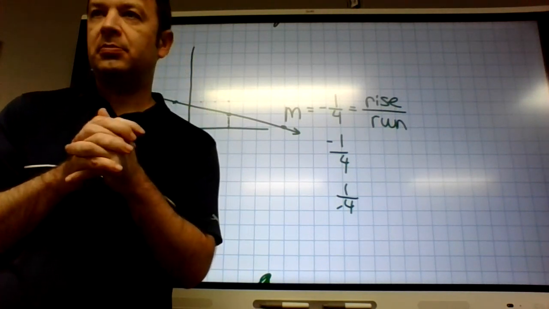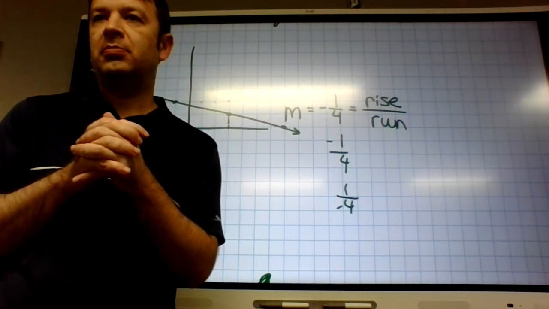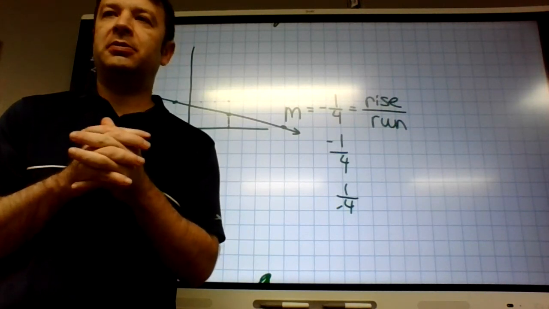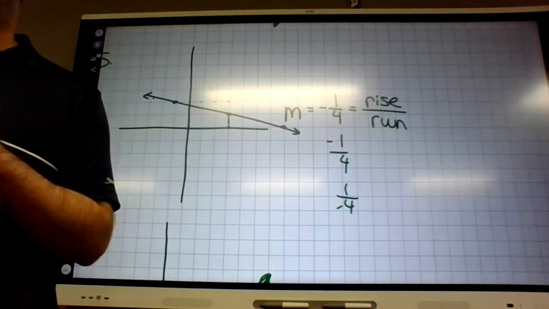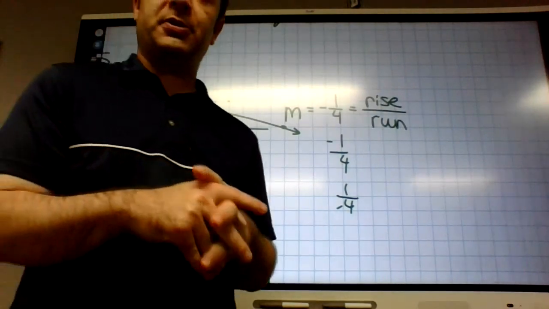Is there always just an arrow? Yeah. On all these lines we'll be graphing, there'll be solid lines with the arrows on them.